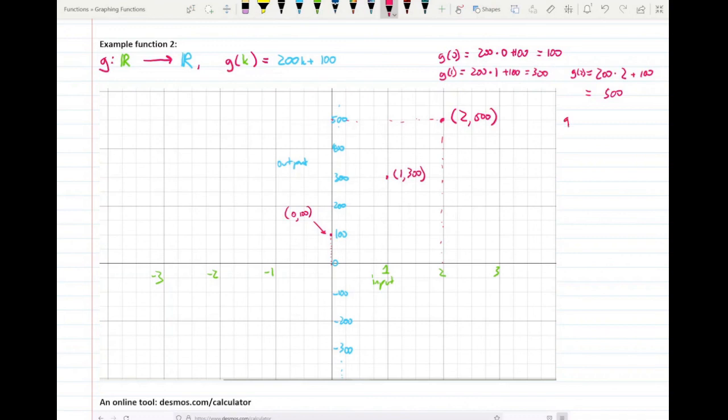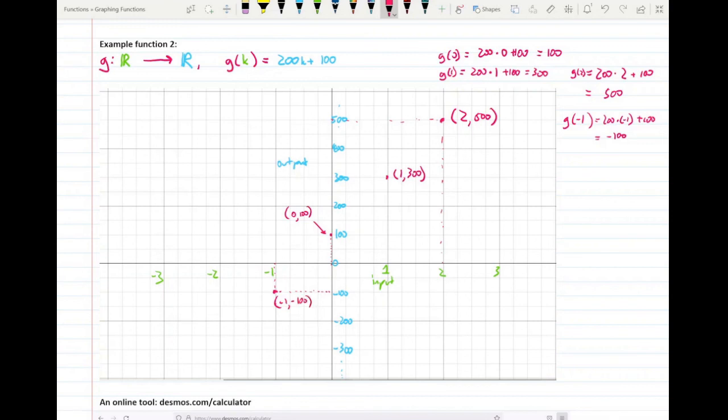We'll do k equals -1, so -1. And that equals 200 times -1 plus 100, which equals -100. So we're going to go to -1 until we hit the height of -100. Plot the point right here at (-1, -100).